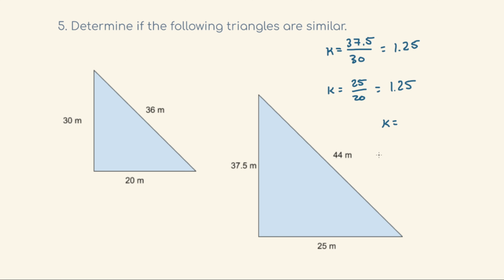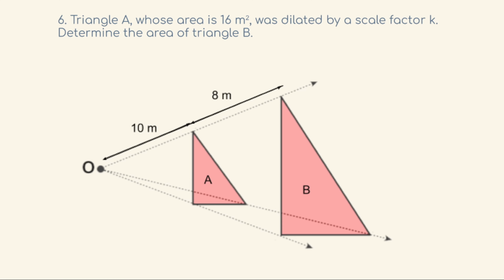Let's check the last k here. We've got 44 divided by 36, right? These two diagonal sides correspond to one another. And 44 divided by 36 gives you 1.22 repeating, which is not equal to these guys right here. So because the k's are not all equal to each other, these two triangles are not similar.